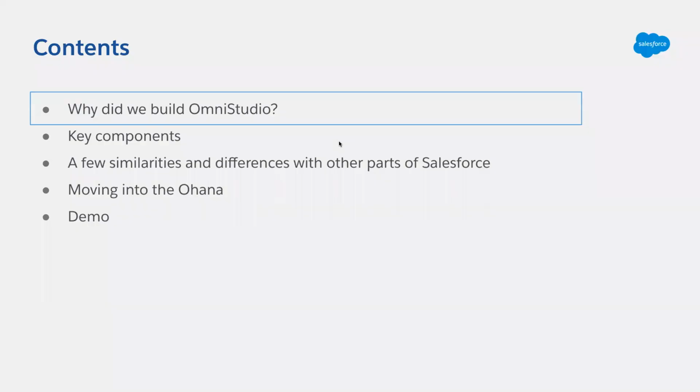So there are 5 sections to the material that I'm going to share with you today. I'm going to give you a little bit of background on why we built OmniStudio. I'm going to spend most of my time talking about the key components. I'll spend a little bit of time talking about some similarities and differences with other parts of Salesforce, and then give you some information about how we are moving into the Ohana, moving into the rest of Salesforce. And I'm going to show you a quick demo as well.